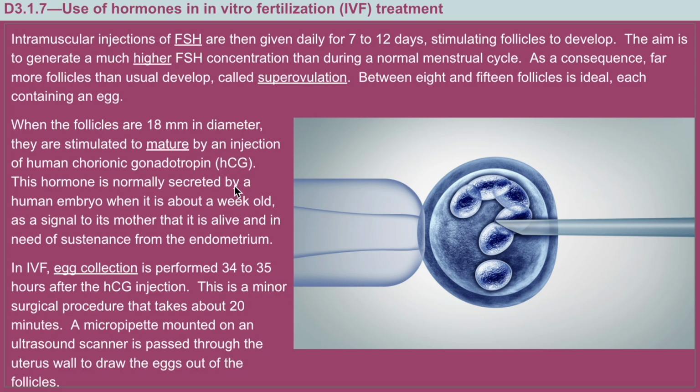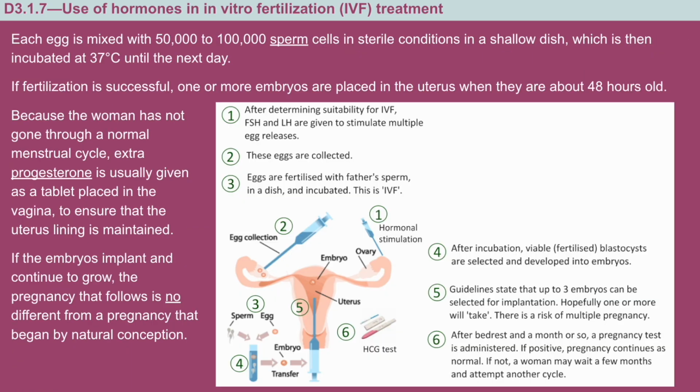This is a minor surgical procedure, which takes about 20 minutes. A micropipette mounted on an ultrasound scanner is passed through the uterine wall to draw eggs out of the follicles. Each egg in the laboratory is then mixed with sperm cells in sterile conditions and incubated for a day, and if fertilization is successful, 1 or more embryos are placed in the uterus when they're about 48 hours old. Because the woman has not gone through a normal menstrual cycle, extra progesterone is usually given as a tablet placed in the vagina to ensure that the uterine lining is maintained.